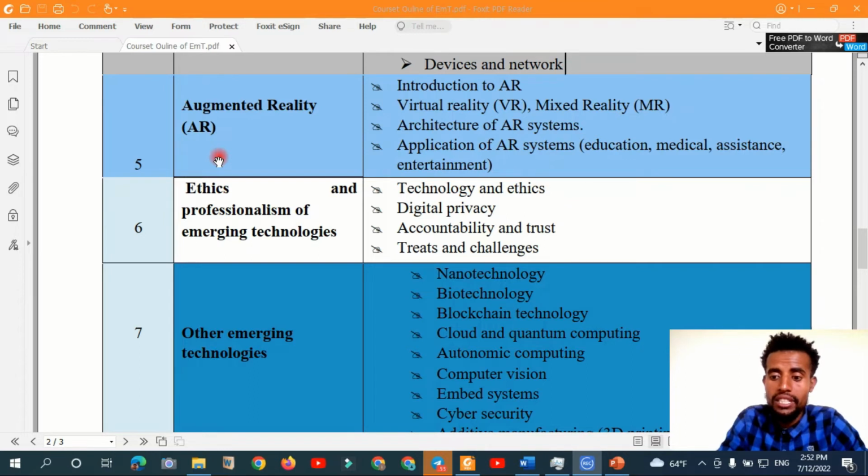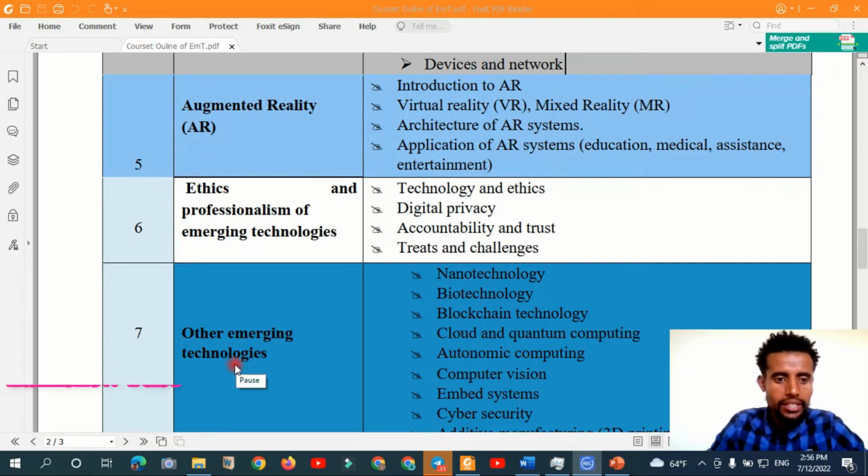So we'll see the difference between each and every reality with an example under this chapter, and we'll see also the architecture of augmented reality. We'll see also application areas of augmented reality. This augmented reality can be applied to education, can be applied to medical, can be used as an assistant for human beings. It can be also applied in the area of entertainment. So we'll see real world examples of how this augmented reality is applied in our daily life.